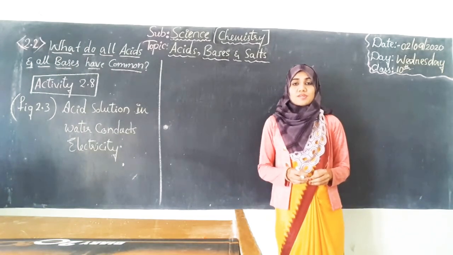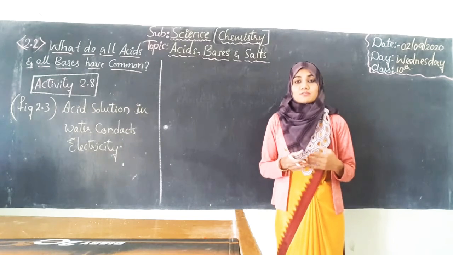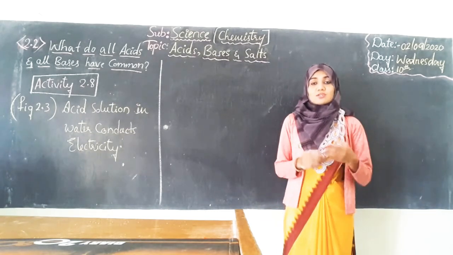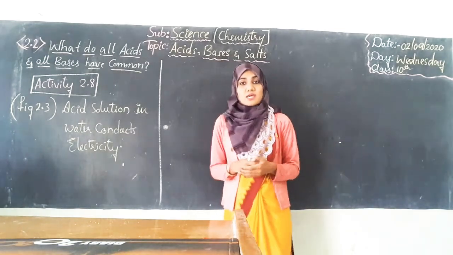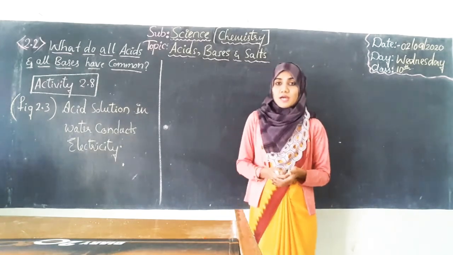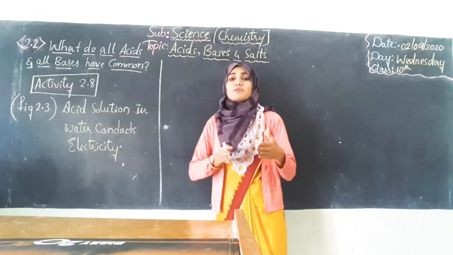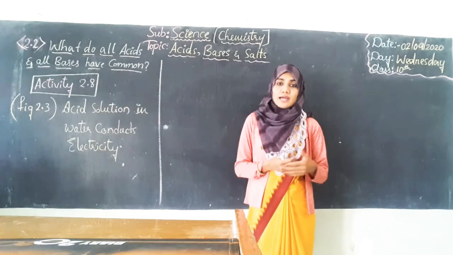Hello students. In the previous class we learned about the reactions of metallic oxides with acids and the reactions of non-metallic oxides with bases. Today we shall see what all acids and all bases have in common. That means we shall see what are the common things that all acids have and what are the common things that all bases have. And students, we already know that all acids generate hydrogen gas.